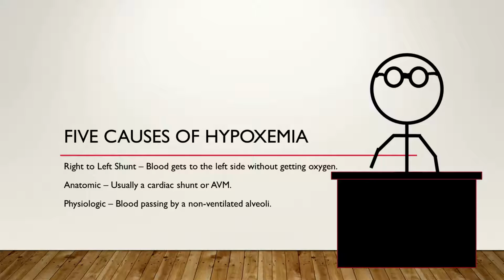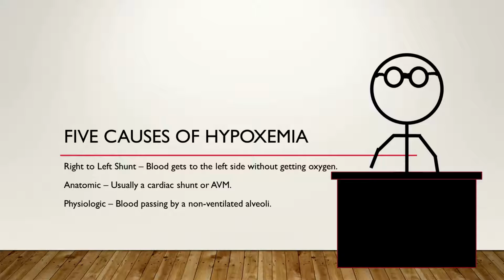The third mechanism is what's called a right-to-left shunt, and this refers to blood shunting from the right side of the heart, so from the right ventricle, directly over onto the left side, or the left ventricle. A right-to-left shunt occurs when the blood shunts from the right to the left side without being oxygenated. There are two types of right-to-left shunts that you should be aware of. The first is an anatomical shunt. The alveoli are completely bypassed.